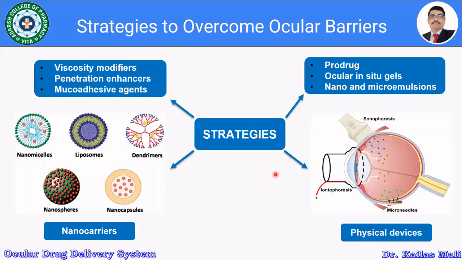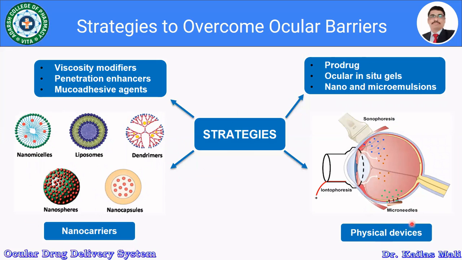So herewith we have finished the various strategies to overcome the ocular barriers. We have discussed strategies like the use of viscosity modifiers, penetration enhancers, then the use of mucoadhesive agents in the formulation, then the use of prodrugs, ocular in situ gels, nano or microemulsions, along with nanocarriers like liposomes, nanoparticles, nanomicelles and dendrimers to encapsulate the drug and furthermore improve the permeability through the ocular tissue.